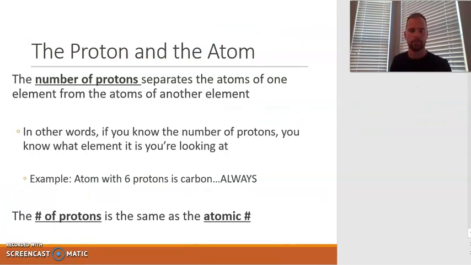Alright, so let's keep going. Reminder, the number of protons is what separates the atoms of one element from the atoms of another element. In other words, if you know the number of protons, you know what element you're looking at. For example, carbon, it has 6 protons, always. The number of protons is always the same as the atomic number. So out of all 3 subatomic particles, protons, neutrons, and electrons, protons is the easiest one to figure out.